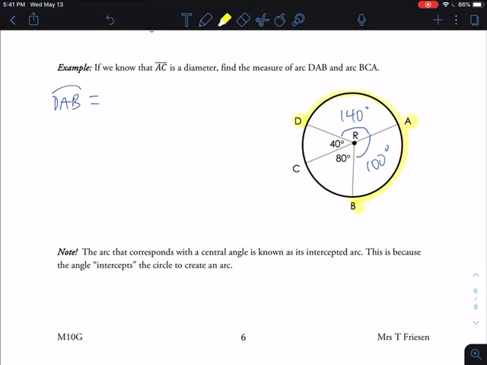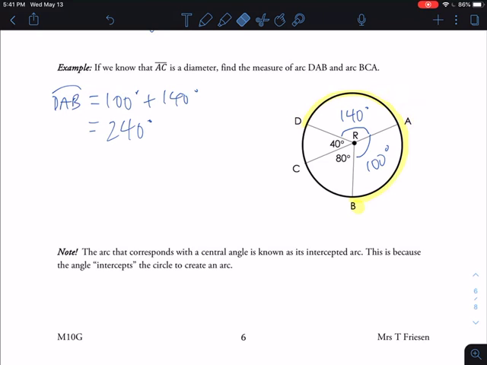So what we're saying is we want the angle, that is a major arc, that is in here. We want the total number of degrees that's inside there. So we're just going to add up what we have there: 100 degrees plus 140 degrees. That's going to give us 240 degrees in total.